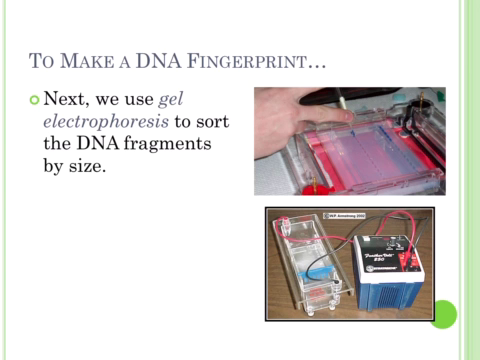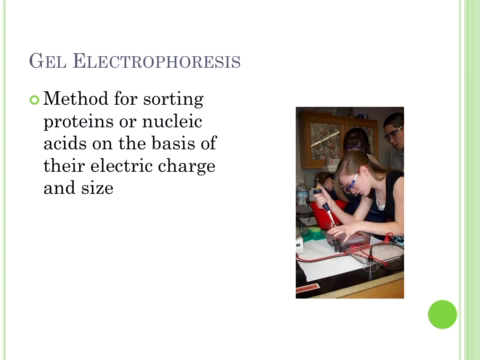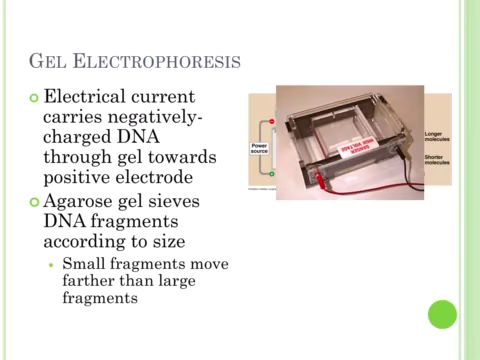Now we use gel electrophoresis. So for gel electrophoresis, I use agarose and I dissolve it in water. So you heat it up, you dissolve the agarose in the water, and then you let it cool. And just like Jell-O, it makes this happy little gel. Okay. Now, this can be used to sort proteins or nucleic acids on the basis of their electric charge and also their size. Okay. So, DNA has a negative charge to it. So if I put it in an electric field, the DNA is going to naturally migrate towards the positive charge.